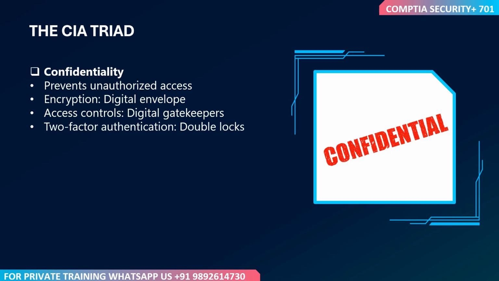Two-factor authentication adds an extra layer of security. It's similar to having two locks on your front door. Even if someone picks one lock, they still need the second key to gain access. In the digital world, it might involve entering a password and then confirming identity through a separate device or a code.